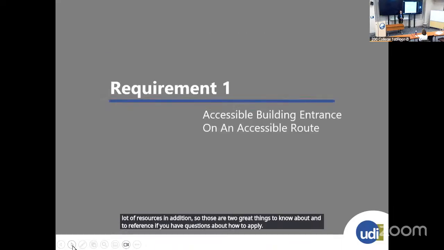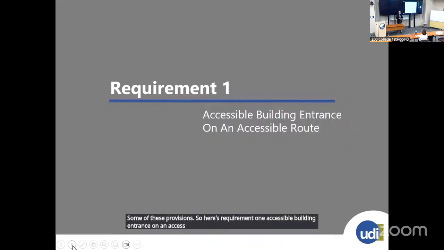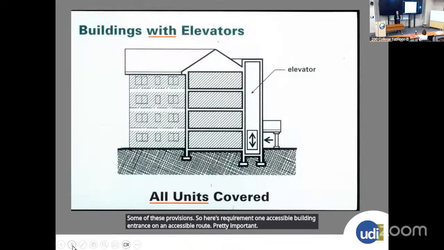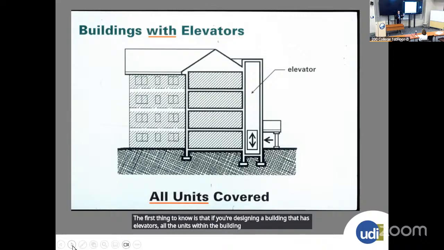some of these provisions. So here's requirement 1, accessible building entrance on an accessible route. Pretty important. The first thing to know is that if you're designing a building that has elevators, all the units within the building have to comply with Fair Housing. There's some variations of that, but in general, everything has to comply.